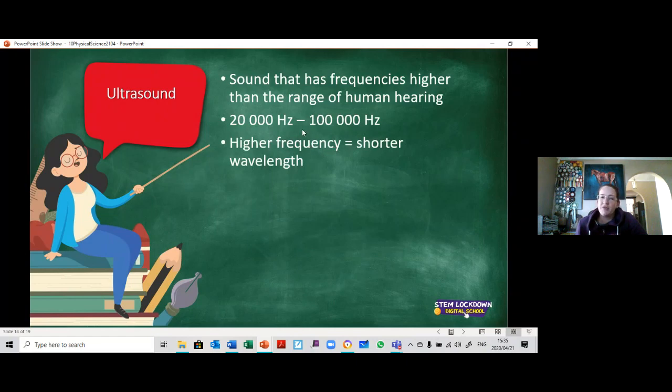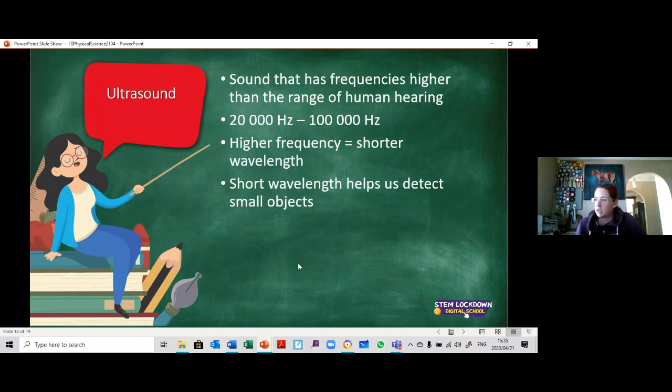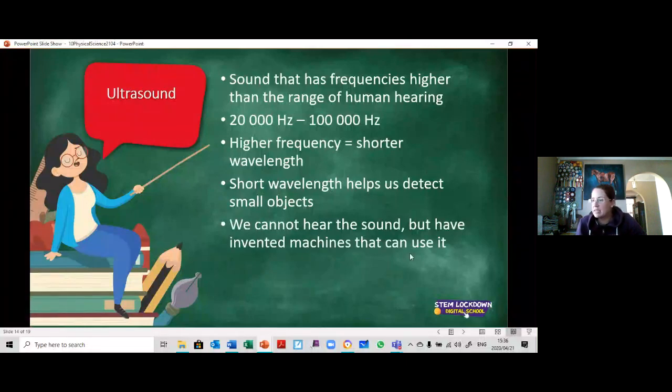Again, if you think about it, if we use the equation, the higher the frequency, the shorter the wavelength. Okay? They are inversely proportional. Miss P, what did your teacher tell you but you didn't understand? Okay. Short wavelengths have got short little up and downs, so they can see small objects easily. We can't hear the sound. It's beyond our range of hearing, but we have invented machines that can. All right.